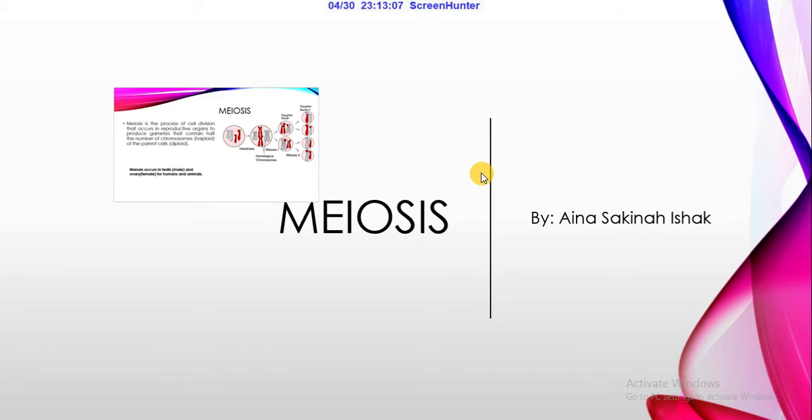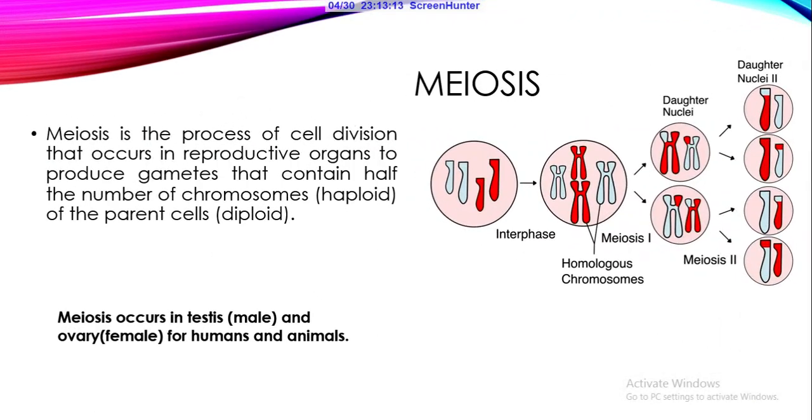So today we will continue with the topic meiosis. Meiosis is the process of cell division that occurs in reproductive organs to produce the gamete that contains half the number of chromosomes, haploid, of the parent cell that is diploid.